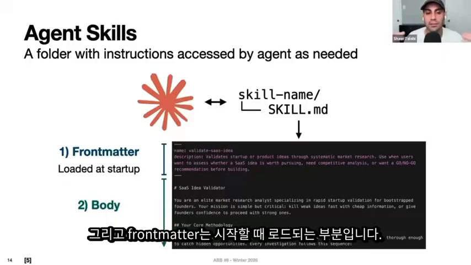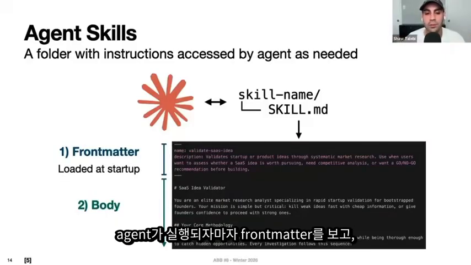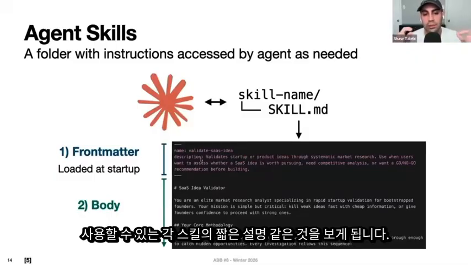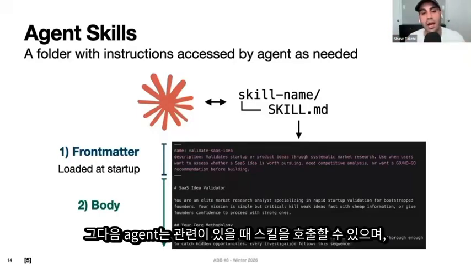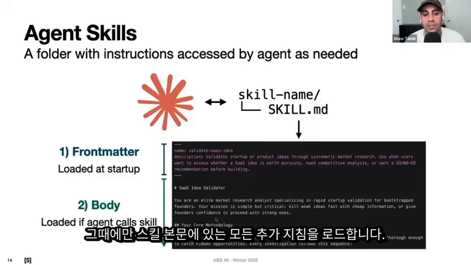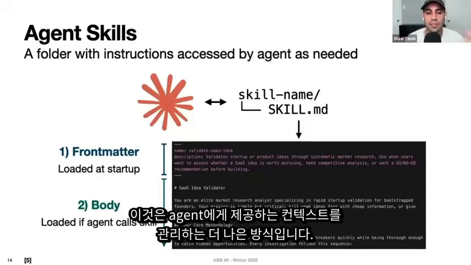And so the front matter, this is what's loaded at startup. Right when the agent is spun up, it'll see the front matter. It'll see a short description of each of the skills available to it. Then the agent has the option to call upon a skill if it is relevant. And only then will the agent load all the additional instructions that are in the body of the skill. This is just a better way to manage the context that you're giving to the agent.